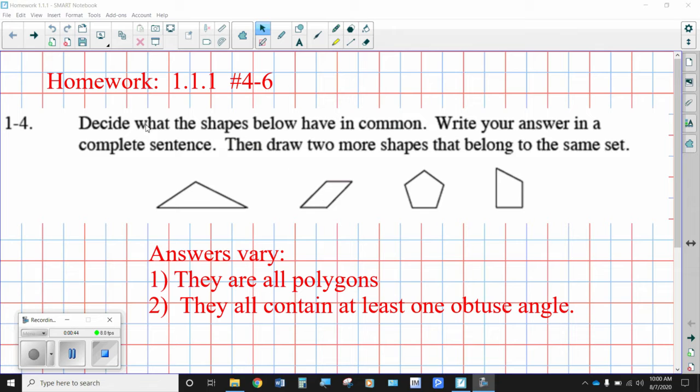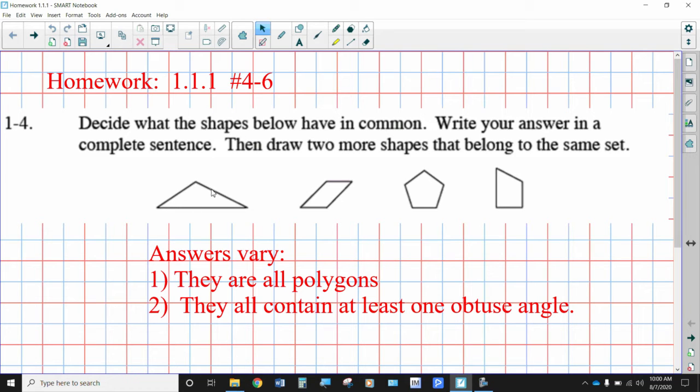So problem number 4 says, decide what shapes below have in common. Write your answers in complete sentences. Okay, so answers will vary. You might have come up with some things that I didn't come up with. I just came up with 2. And it says, I guess they're all polygons, right? Because a polygon is a closed shape made up of line segments for sides.